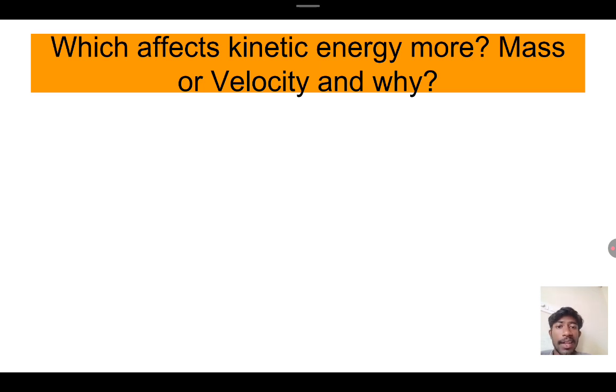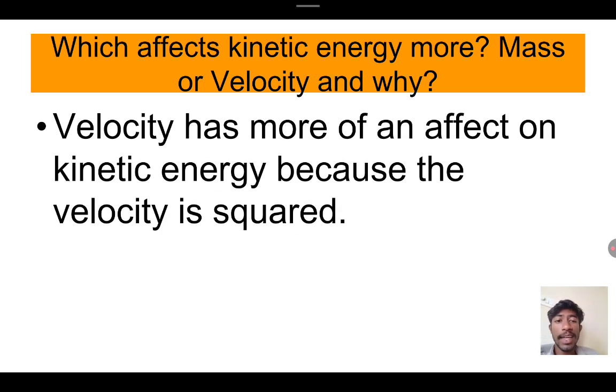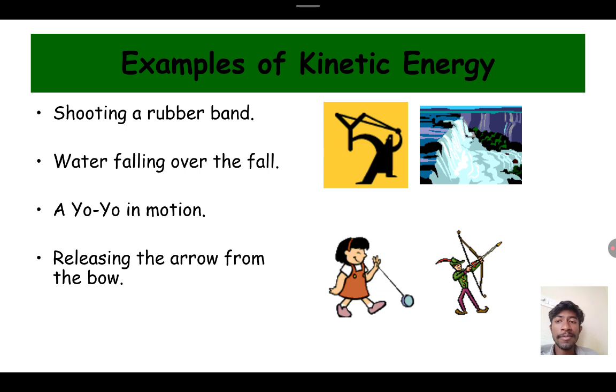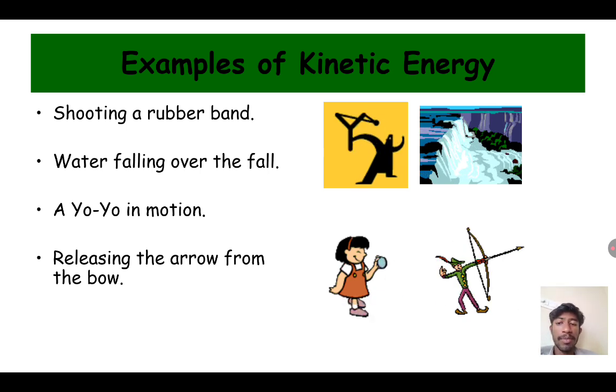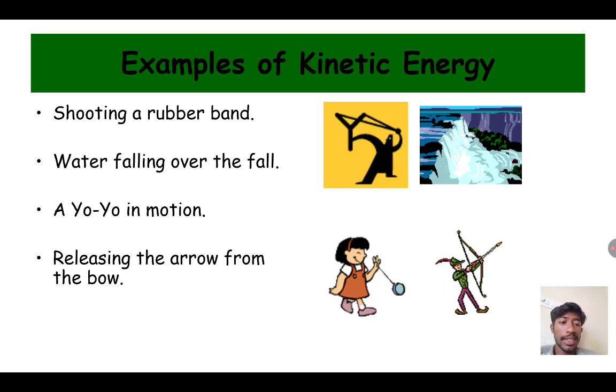Which affects kinetic energy more, mass or velocity? I just told you. Got it right? Yeah, you are thinking absolutely right. Velocity has more of an effect on kinetic energy because the velocity is squared. So here, see, shooting a rubber band, water falling from the wheel, a yo-yo in motion, releasing the arrow from the bow. Everything has kinetic energy because it is in motion.